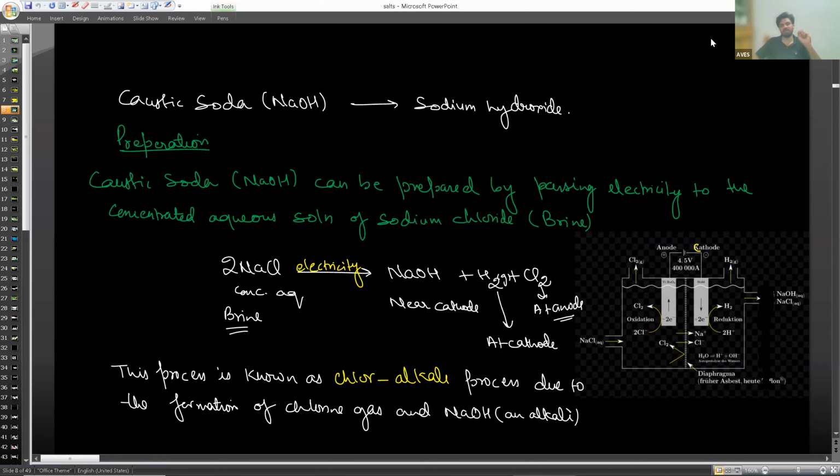So start writing that caustic soda is NaOH, which is called sodium hydroxide. Caustic soda can be prepared by passing electricity through the concentrated aqueous solution of sodium chloride. Hey, Harshit, are you using a mobile phone? Yes, sir, I'm writing it. Okay, start writing it again. Caustic soda can be prepared by passing electricity through the concentrated aqueous solution of sodium chloride.